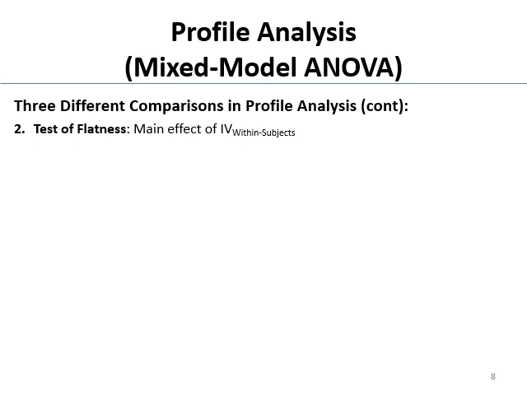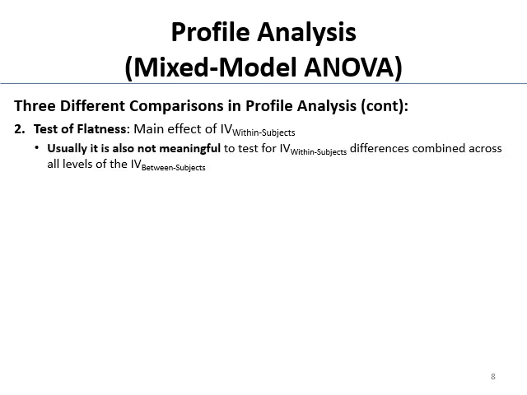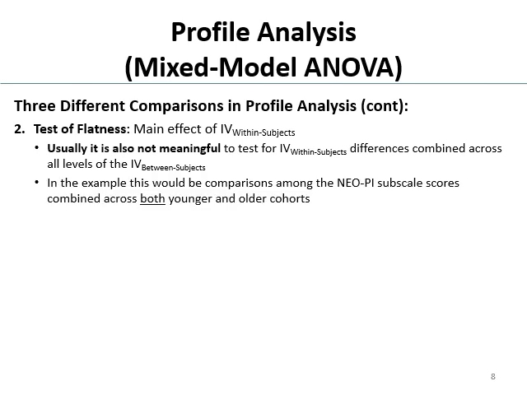So the second type of test you can do in profile analysis is a test of flatness, and that is a main effect of the within subjects independent variable. And again, it's usually not very meaningful. It's the interaction, in case you haven't seen what's coming here, that we care about. So usually it's not very meaningful to test for differences between the within subjects IV combined across the levels of the between subjects IV. So what does that mean? An example that I gave earlier, this would be the comparisons among the NEO-PI subscale scores combined across both younger and older cohorts. So it's the whole sample, basically.